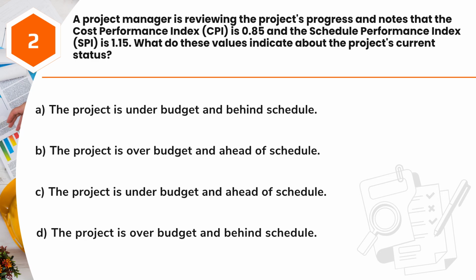Question 2. A project manager is reviewing the project's progress and notes that the Cost Performance Index, CPI, is 0.85 and the Schedule Performance Index, SPI, is 1.15. What do these values indicate about the project's current status? A. The project is under budget and behind schedule. B. The project is over budget and ahead of schedule. C. The project is under budget and ahead of schedule. D. The project is over budget and behind schedule.